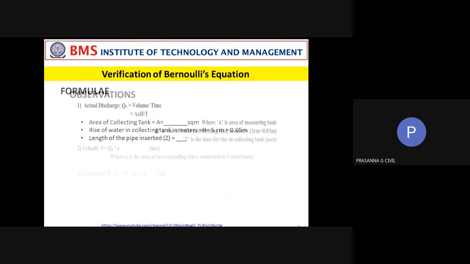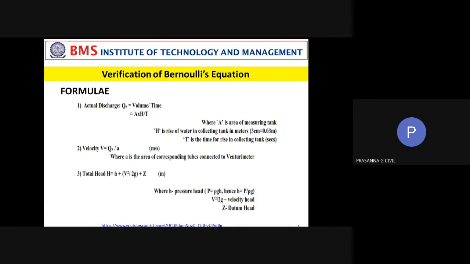The formulae that will be required are actual discharge given by A into H by T, where A is the area of the measuring tank, H is the rise of water in the collecting tank, T is the time for rise, the velocity of flow to be determined as Q actual divided by the area of cross section of the Venturi meter, and the total head calculated as the piezometric head plus velocity head plus balancing head.